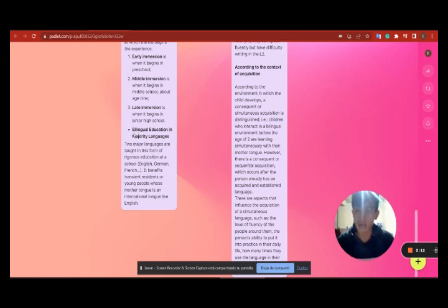And the last approach, we have bilingual education in majority languages. Two major languages are taught in this form of rigorous education at our school. It benefits transient residents or young people whose mother tongue is an international tongue like English.